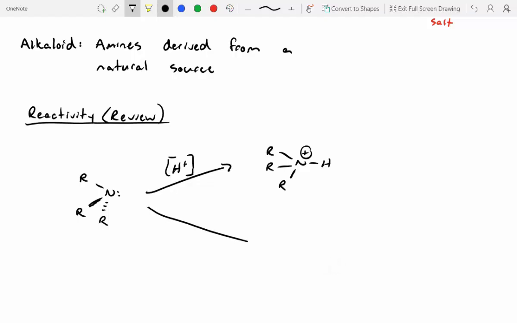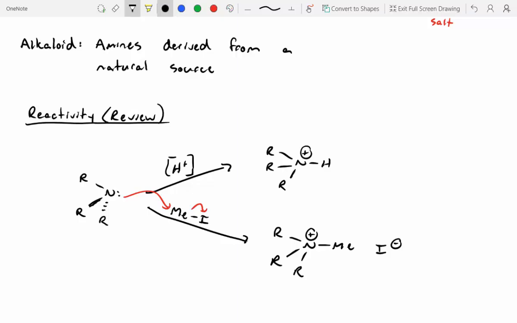The other reaction that we've seen with amines is where we treat it with something like methyl iodide, where we know that amines can be either good bases or relatively good nucleophiles. So if we do this, we can actually get a quaternary ammonium salt where the conjugate anion is iodide. So alkylating amines is very common as well.